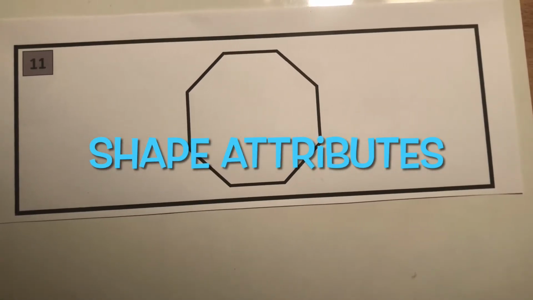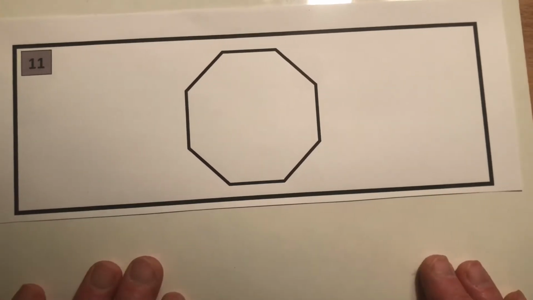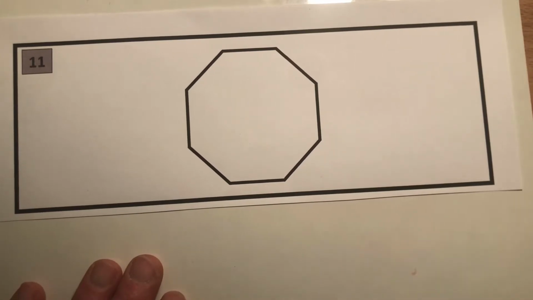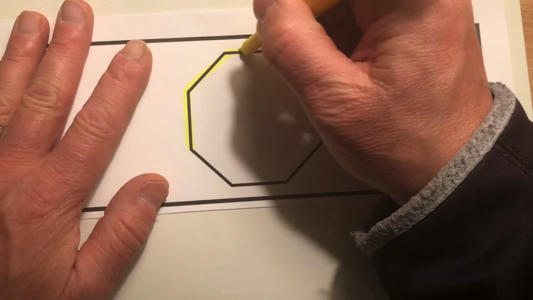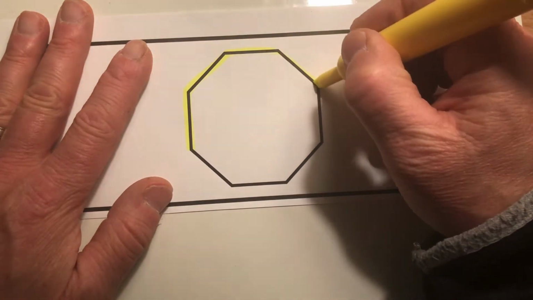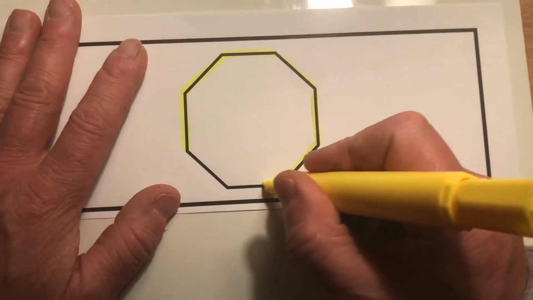All right, fourth graders, it's that time of day when we're going to talk about shape attributes. So get your whiteboards out and your dry erase markers, and I want you to draw this shape. Do the best that you can drawing it exactly as you see it, okay? And get it all drawn out.